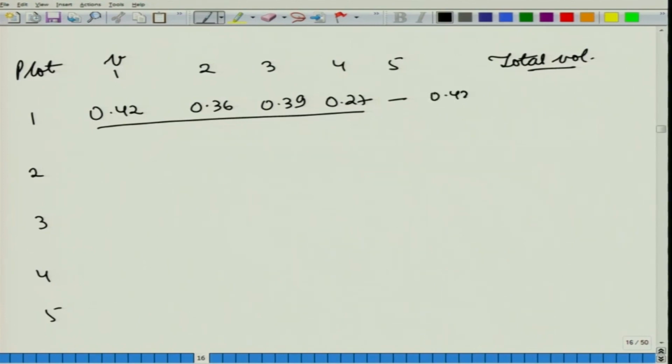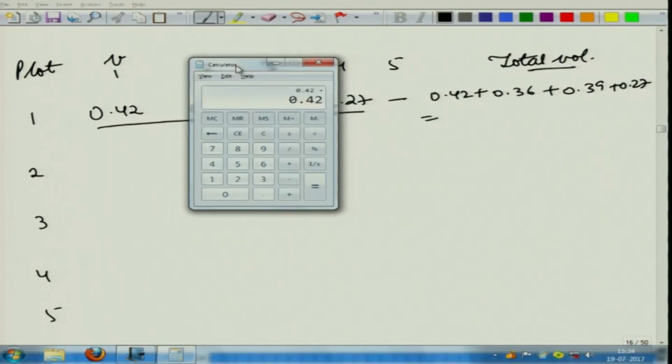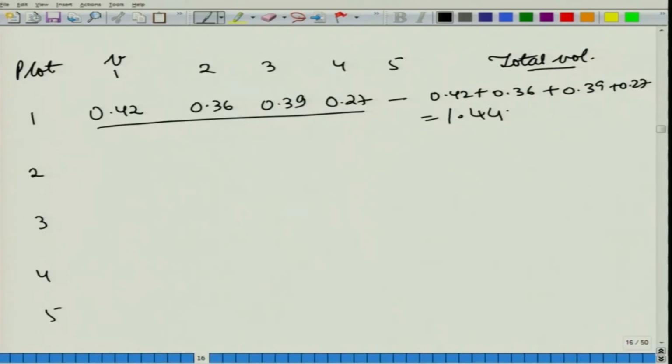So, 0.42 plus 0.36 plus 0.39 plus 0.27 is equal to, let us use a calculator to do this, 1.44. So, this is 1.44 cubic meters.